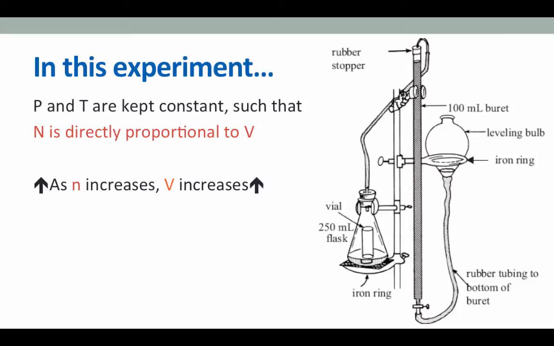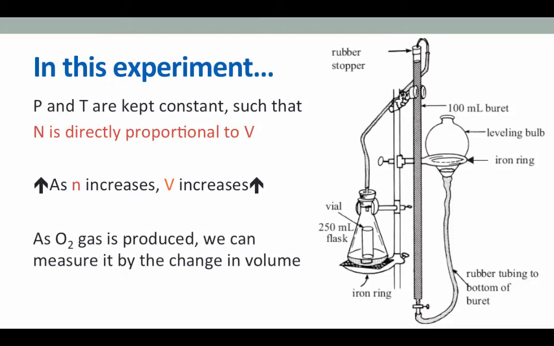Remember, this is a direct relationship. So as the number of moles of gas increases, we should also see an increase in the volume. So specifically, when we react our hydrogen peroxide with our potassium permanganate, we are going to produce oxygen gas, and we will measure the production of the oxygen gas by a change in volume that we will measure using our modified burette system, pictured on the right.